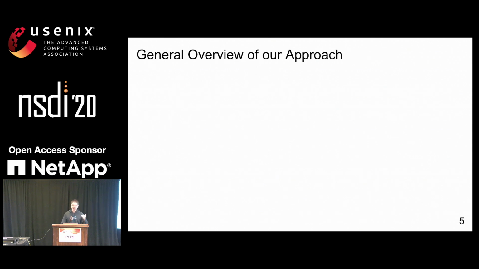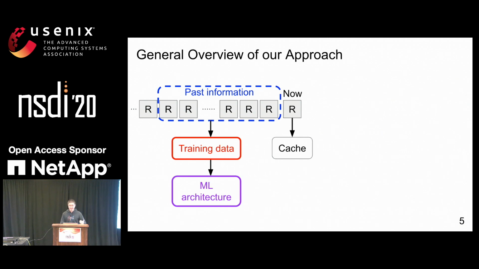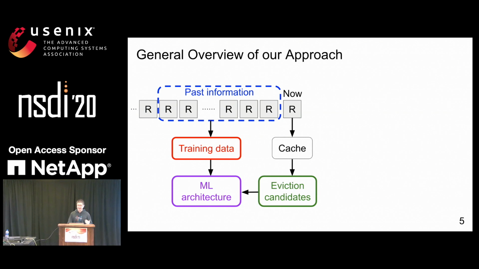Here is a general overview of our approach. In addition to serving current requests, the system stores information about past requests. With this information, it generates training data. Then the training data is fed into a machine learning architecture that trains a model. Then, when the cache is full, it needs to do eviction. It first selects eviction candidates and queries the model to determine which object to evict.